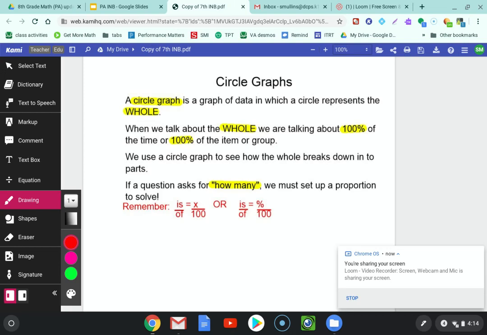If your question asks for how many, we have to use a proportion. So that's those percent proportions we used in the past: is over of is percent over 100.